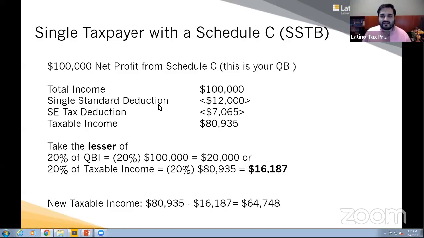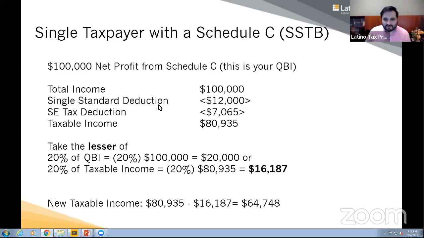So what's less? 20% of QBI, which is 20% of 100,000, or 20% of taxable income. In this case, taxable income is 80,935. So 20% of 80,935 is 16,187. That is less than 20,000. Therefore, in this example, his deduction is 16,187. Easy, done, we got it.